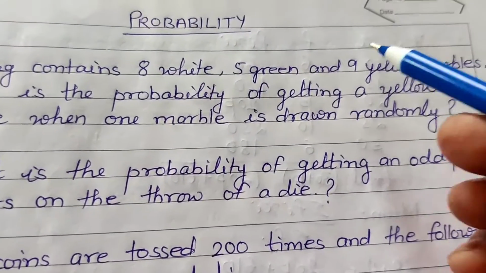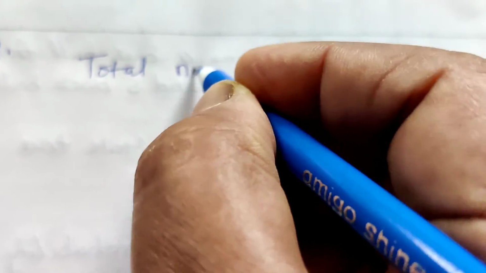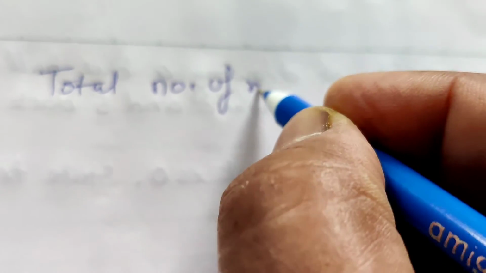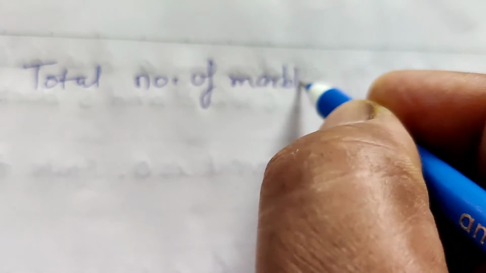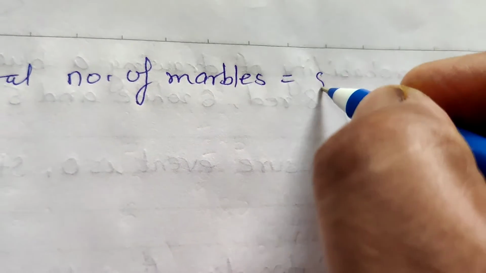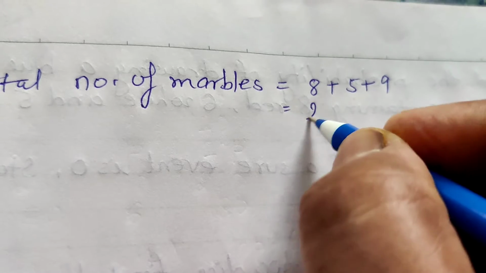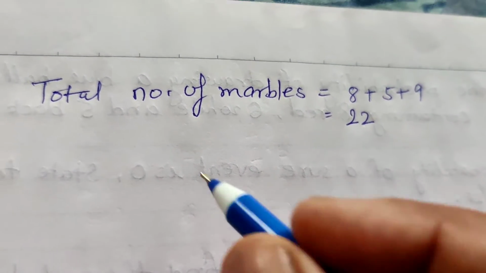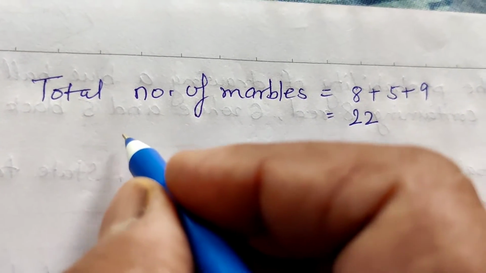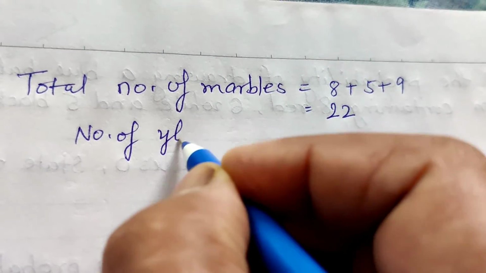The number of yellow marbles is 9. Okay, total number of marbles equal to 8 plus 5 plus 9. Okay, it is equal to 22. And the number of yellow marbles.